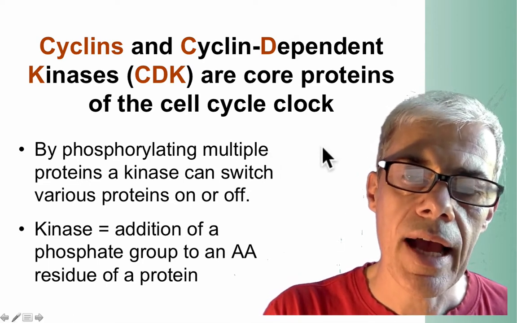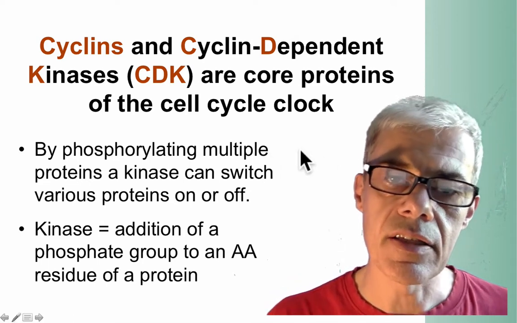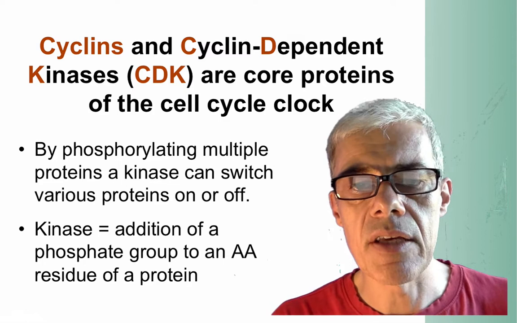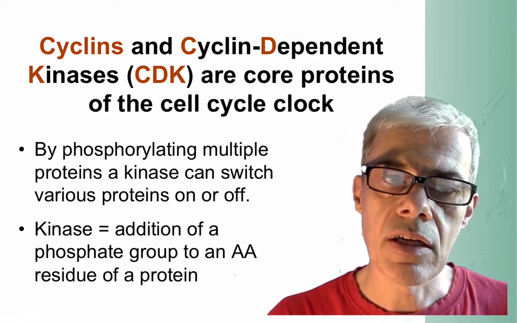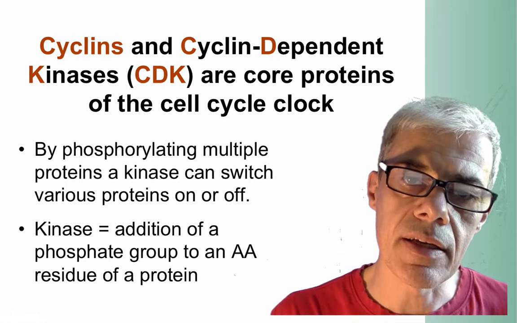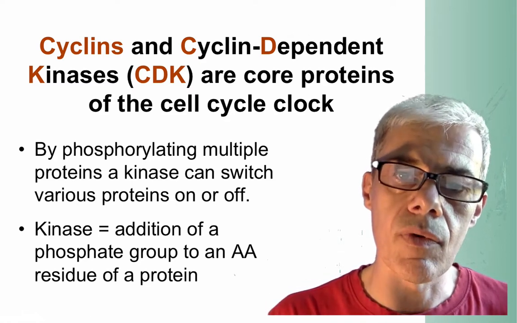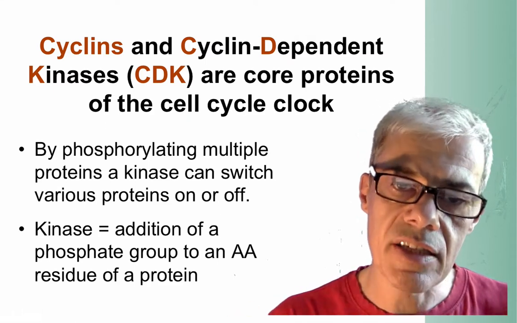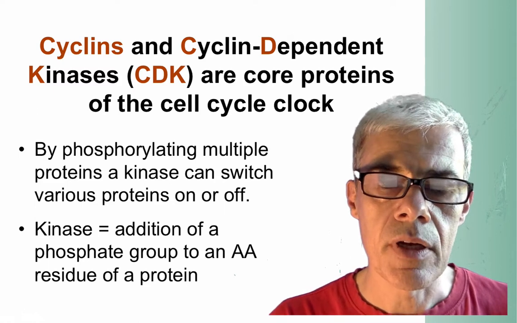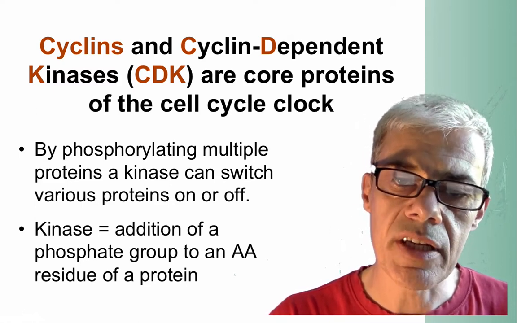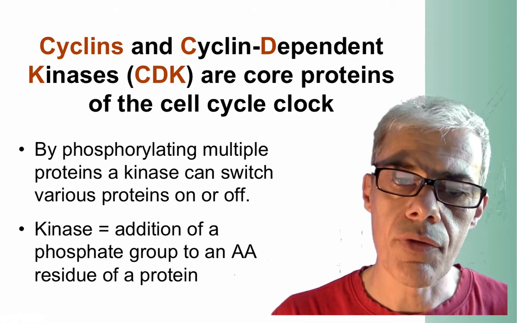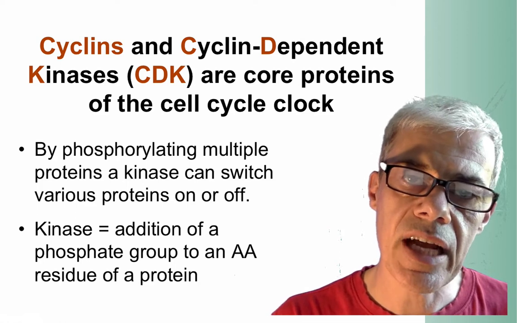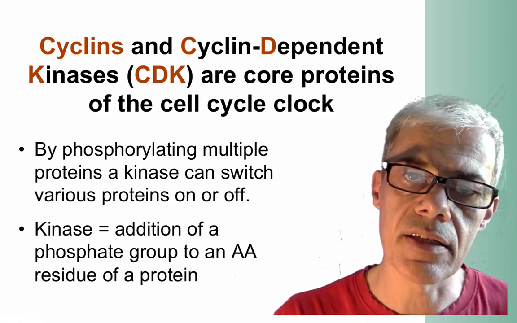Now we're going to have a look at some of the key players in the cell cycle machinery, some of the key proteins that are involved. And it probably comes as no surprise that kinase proteins are involved in making decisions of which genes are going to be switched on or off, or which proteins are going to be switched on or off to instigate cell growth. So proteins that are present in the cell can be switched on or off through post-translational modification, such as phosphorylation. And the enzymes that carry out phosphorylation are kinase enzymes.